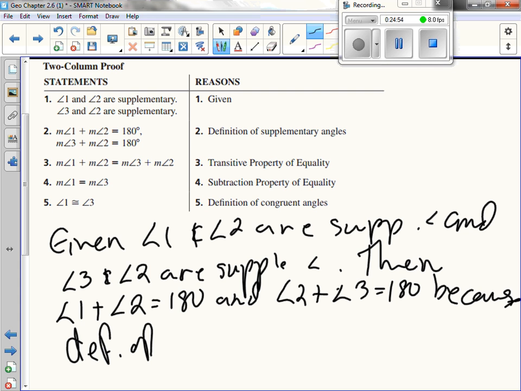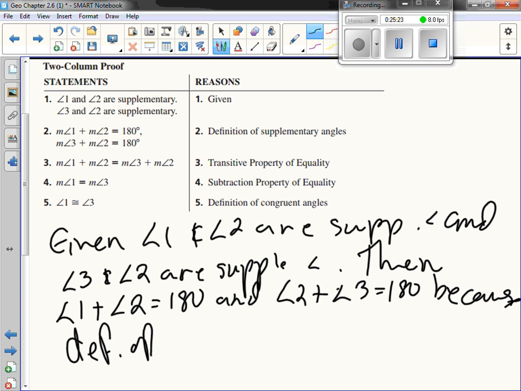It's just I am listing out each individual step one at a time. Given this, this is true. Then this is true because of this reason. So, definition of supplementary angles. Therefore, angle 1 plus angle 2 is equal to 180 because of the transitive property of equality. Hence, angle 1 is equal to angle 3 because of the subtraction property of equality.